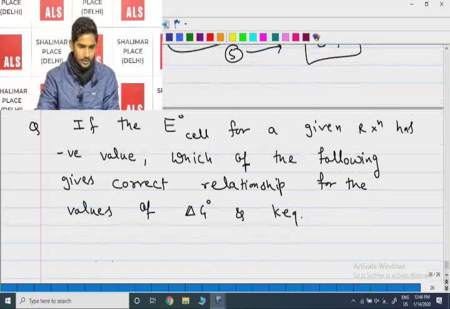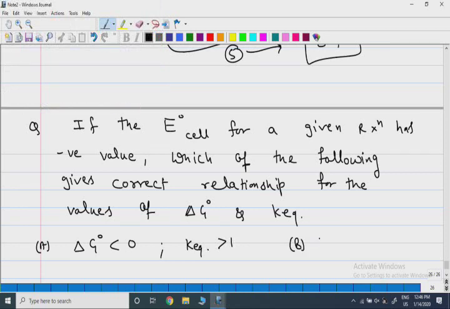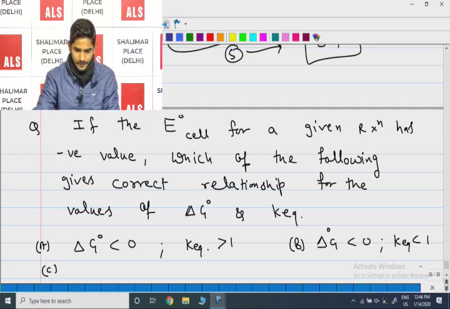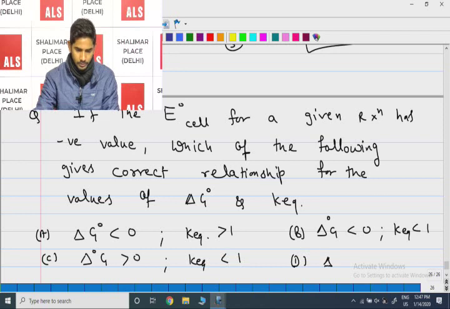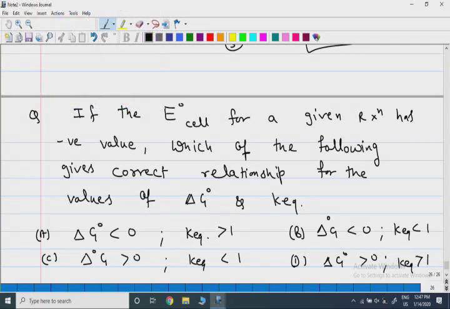And the options are: A, delta G naught is less than 0 with K equilibrium greater than 1. B, delta G naught is less than 0 with K equilibrium less than 1. C, delta G naught is greater than 0, K equilibrium is less than 1. Option D, delta G naught is greater than 0 and K equilibrium is greater than 1. Please solve this question. This is in NEET 2016.